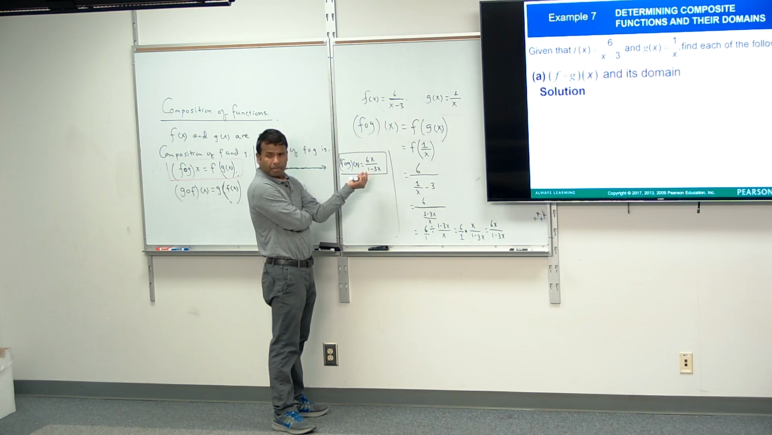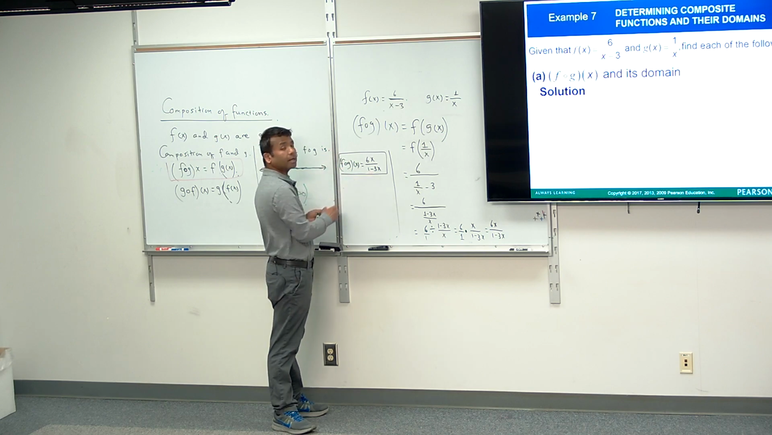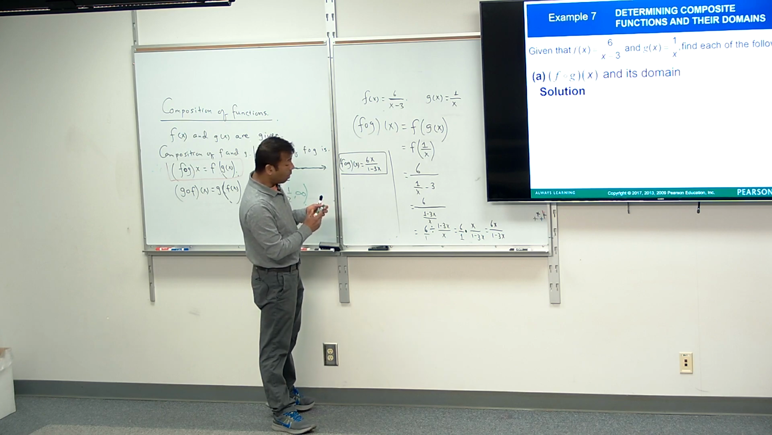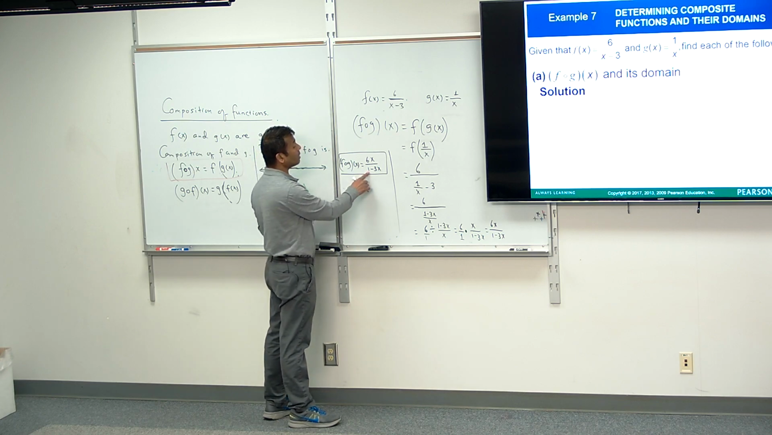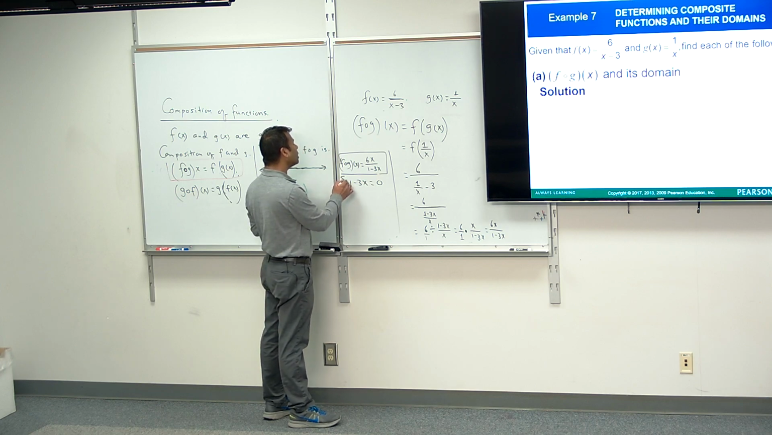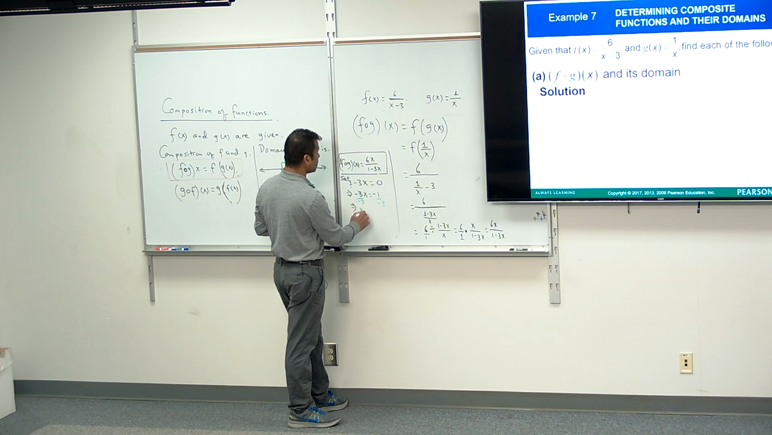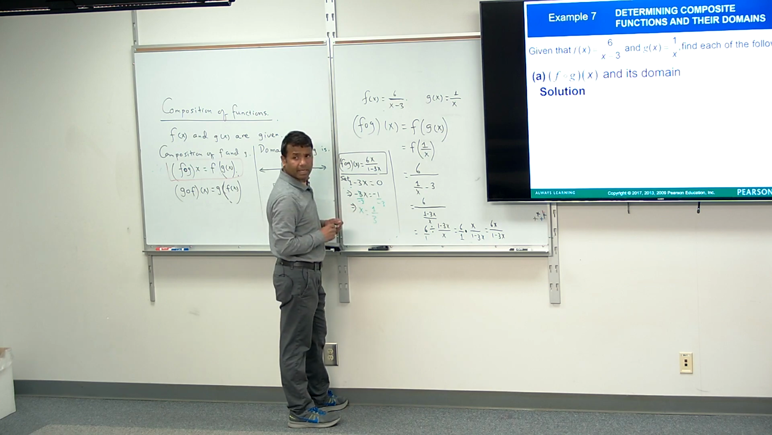Are you with me? This is a rational function. Look at the denominator. The denominator cannot be 0, right? So what is the denominator here? 1 minus 3x. What values of x make the denominator 0? To find that, you set 1 minus 3x equal to 0. So negative 3x equals negative 1. You divide both sides by negative 3, so you cross them out. So x equals what? 1/3. That makes sense?